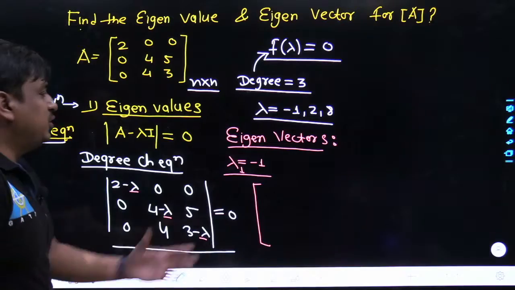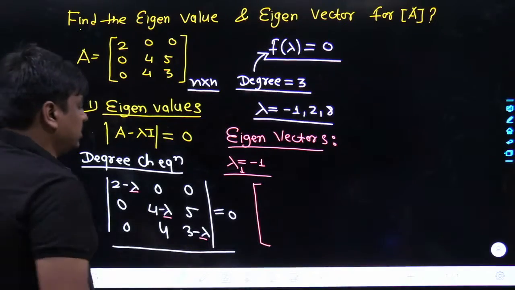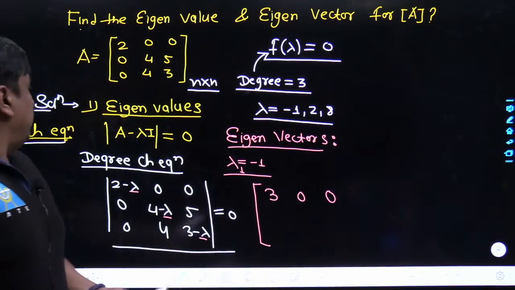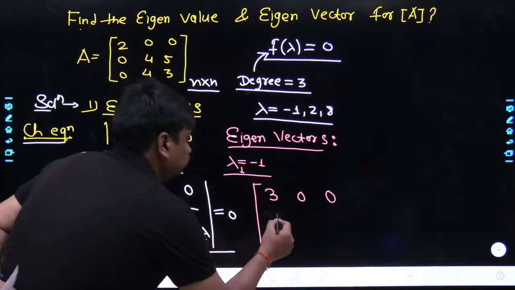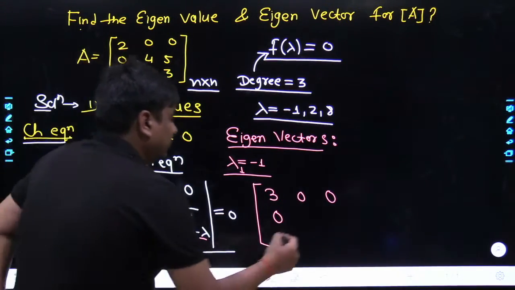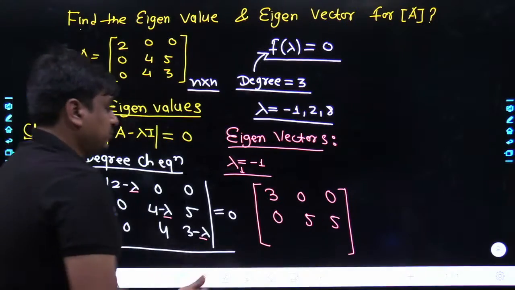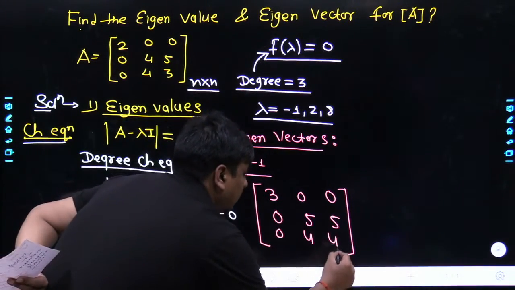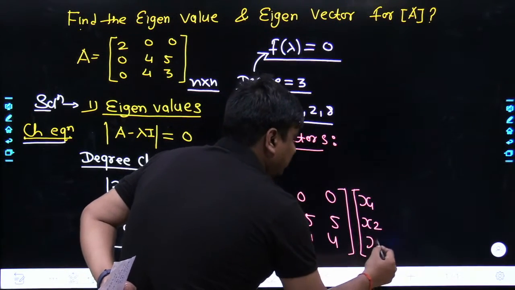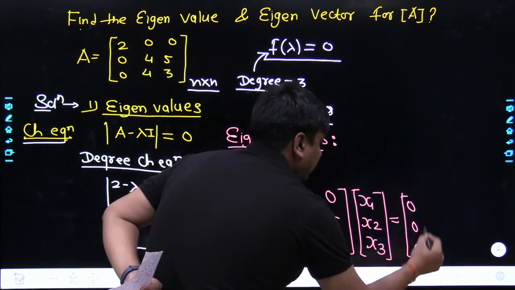May I know what the new matrix would be? The new matrix is 2 minus of -1, which becomes 3, then 0, 0; in the next row 0, 4 minus of -1, which becomes 5; and then 5 over here, and similarly 0, 4 and 4 again. Here the eigenvector comes into the picture. It has 3 entries, and it is compared with a null column matrix.